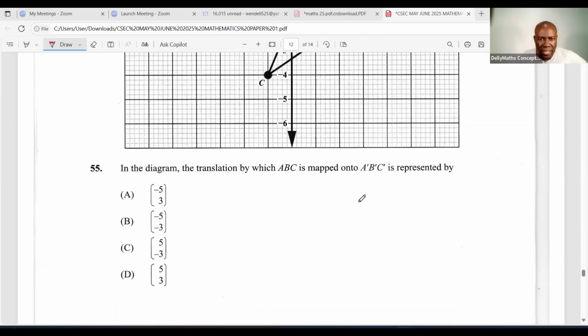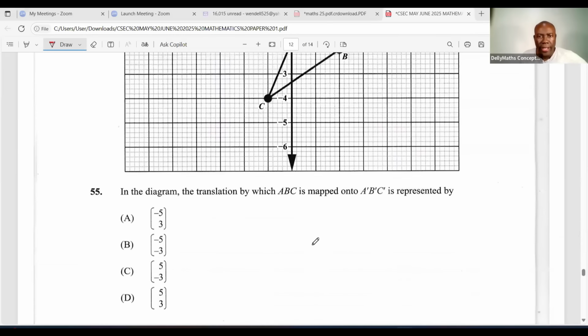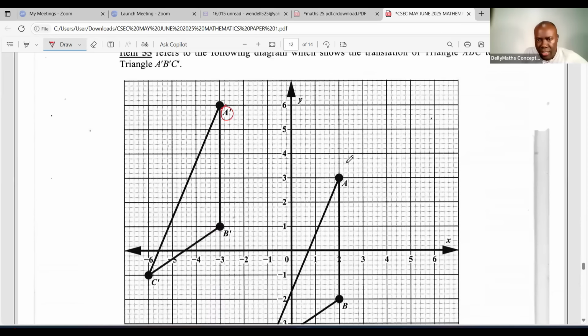It says the diagram, the translation of ABP maps onto that, represented by what? So you want to find the translation. You just focus on 2 pairs of corresponding points. I'm going to focus on the A. This is the image, this is the object. So I'm going to go 1, 2, 3, 4, 5 to the left, and then 1, 2, 3 up. So it's a -5 with a +3 that would have moved A to A prime.